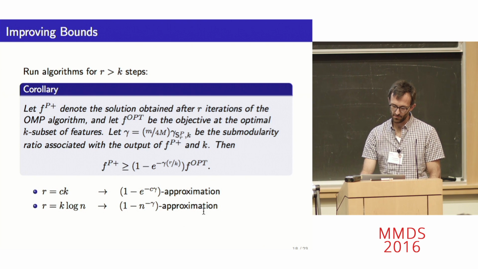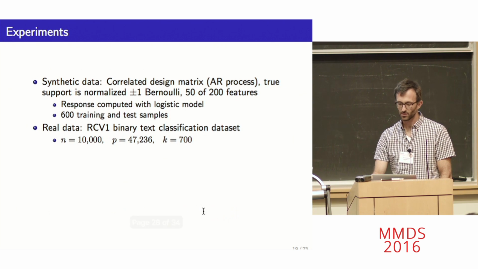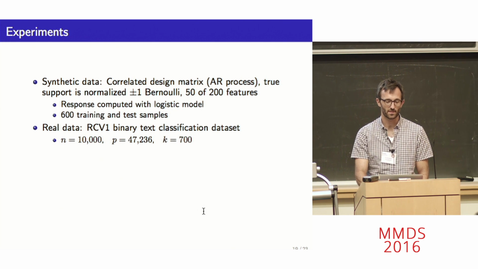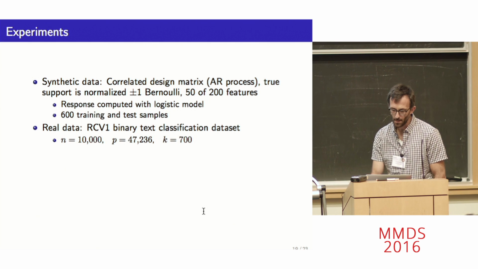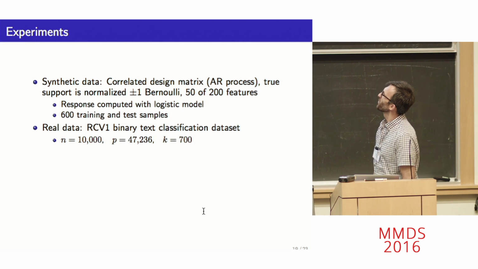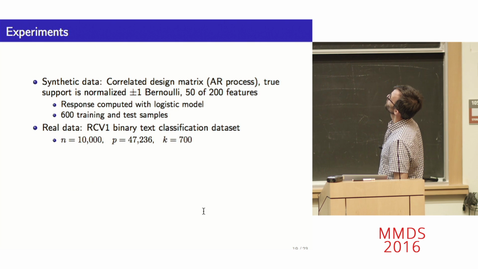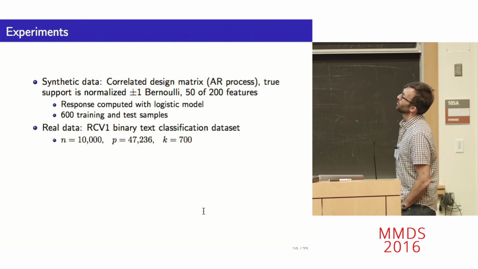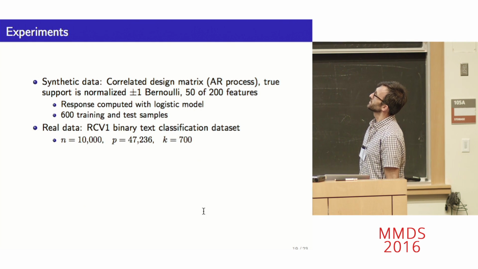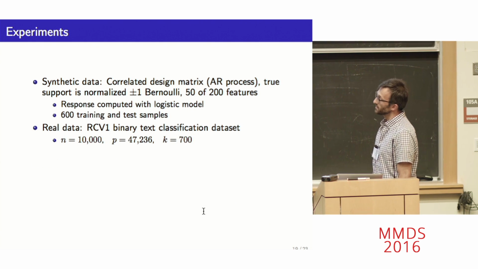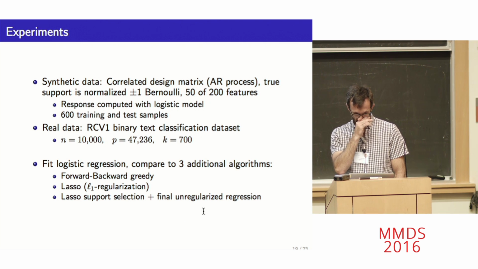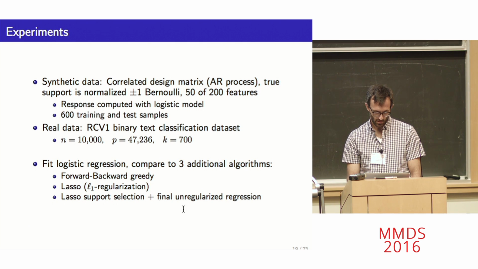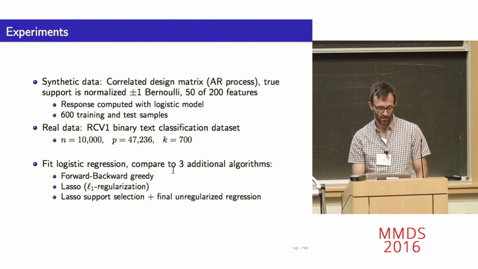So that's it for the main framework and the main results. Let me just show you a few of the results. It looks like they did some experiments on synthetic data, where the sparsity is 50 out of 200. And then they also looked at a binary text classification problem, where there are 10,000 samples, about 50,000 dimensions, and the sparsity is 700. And they looked at the forward-backward greedy algorithm. Oh, they compared with 3 additional algorithms.